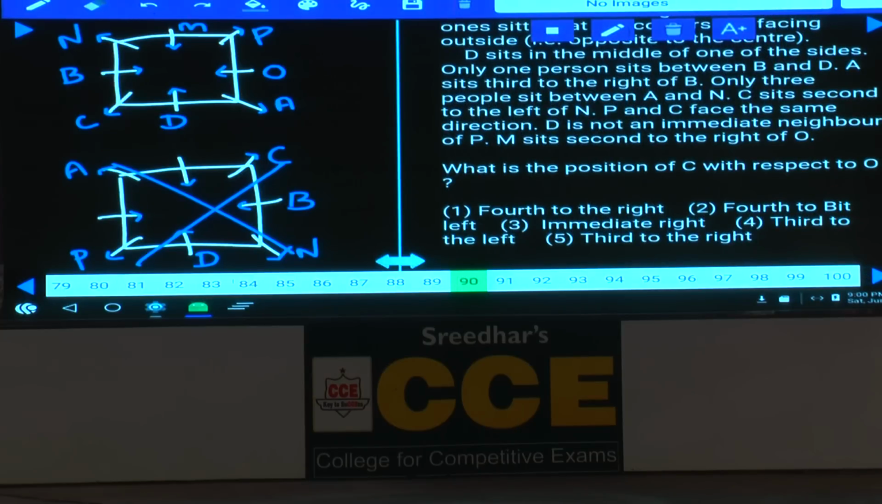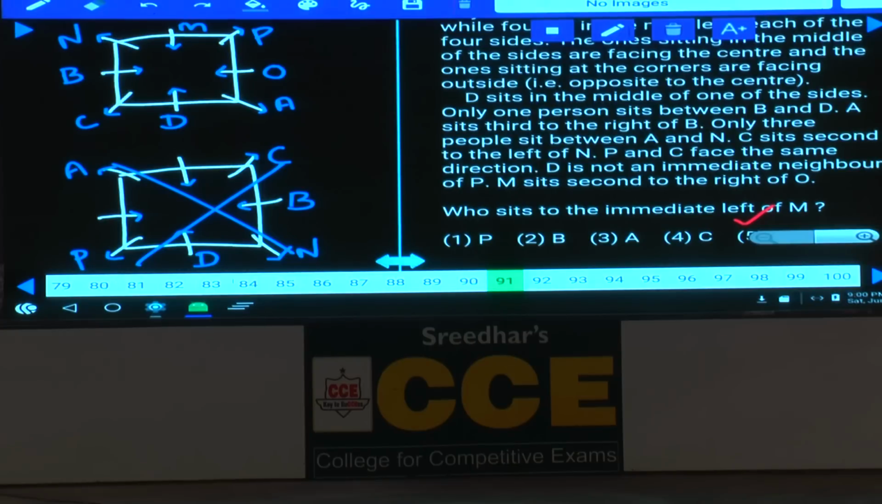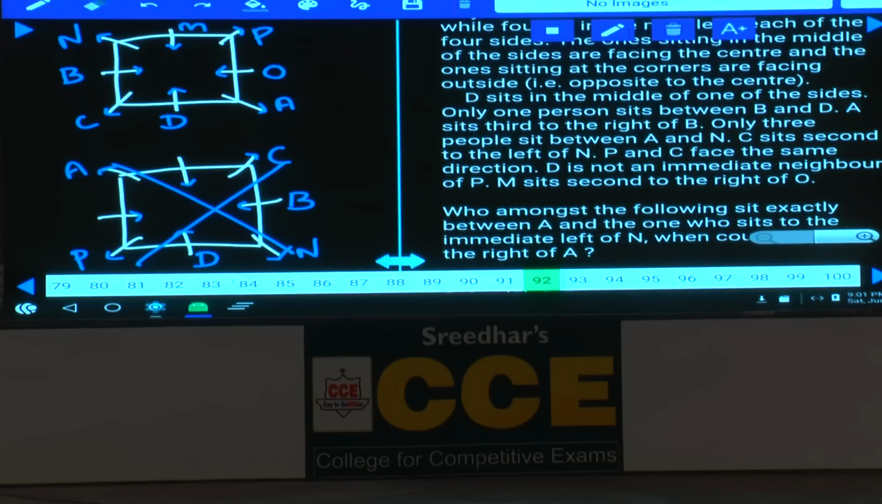Then what is the position of C with respect to O? Position of C with respect to O: 1, 2, 3, third to the left. That is choice 4. Then 91. Who sits to the immediate left of M? Immediate left of M, M is facing towards the center, that is P. Choice 1.